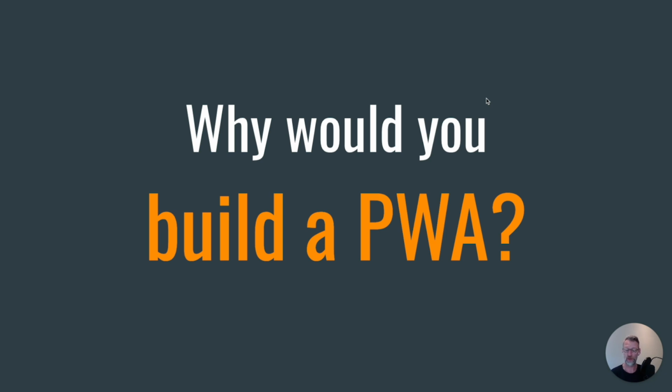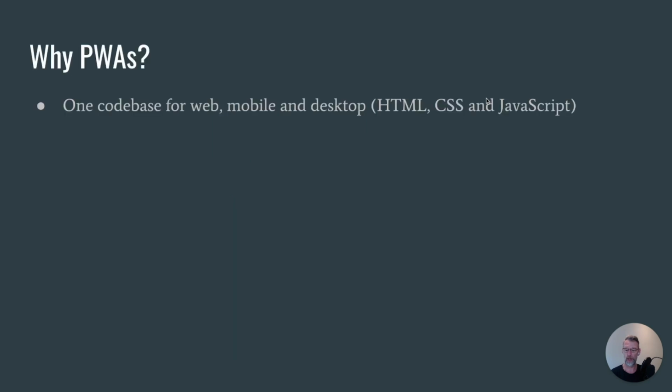Well, progressive web apps have a couple of very nice benefits, and the most important one is that you can use one code base to deploy your app as a web app, as a mobile app, and as a desktop app. The only thing you really need is HTML, CSS, and JavaScript, so it's just web technologies. And if you have that, you can deploy it to web, mobile, and desktop. There are, of course, also other options like Flutter and Expo, for example, which can also do this. But when it comes to PWAs, this is definitely the simplest way to deploy your app everywhere.